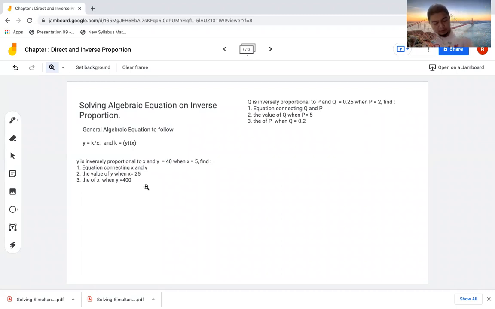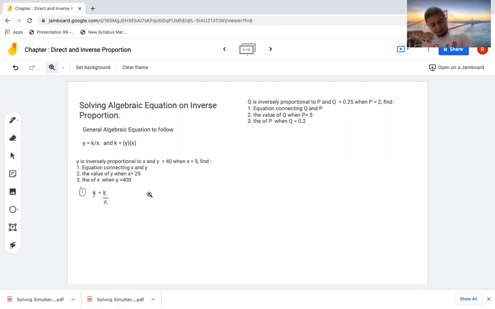So under this procedure, we are going to start solving this particular problem. It says here that y is inversely proportional to x. So knowing that, this is going to give you y is inversely proportional to x. Okay, because this is the general equation.